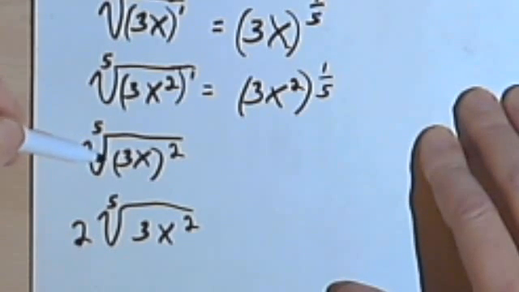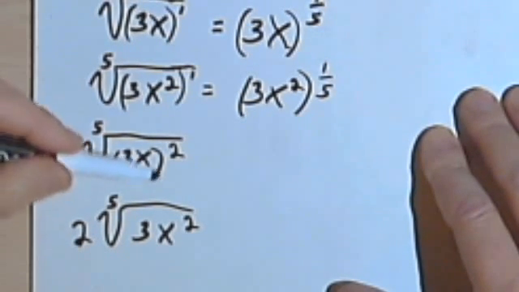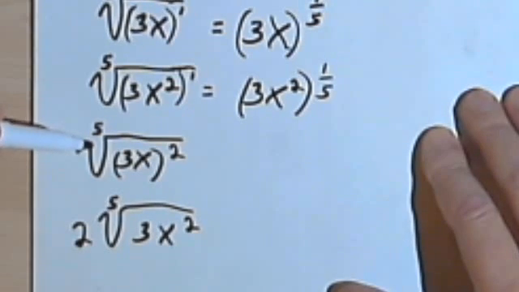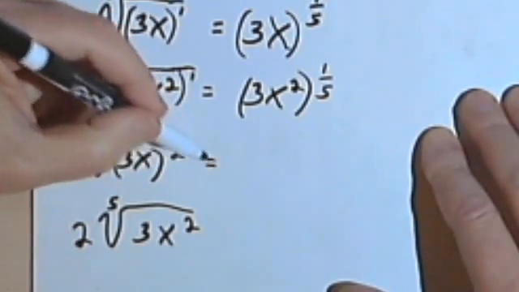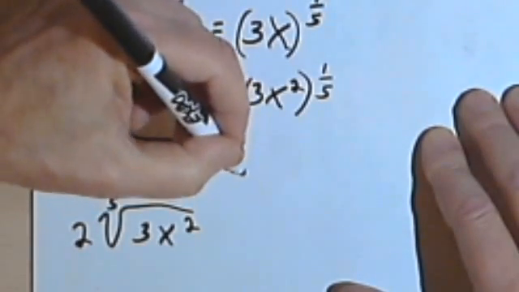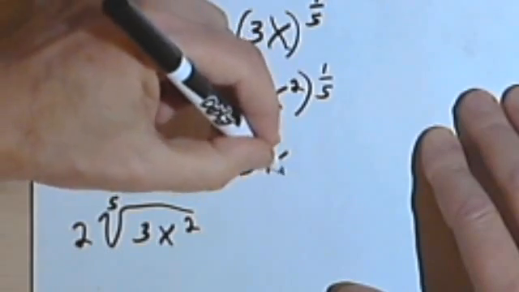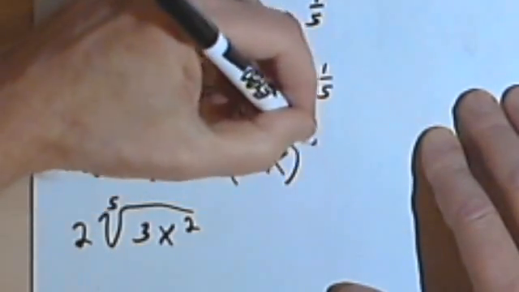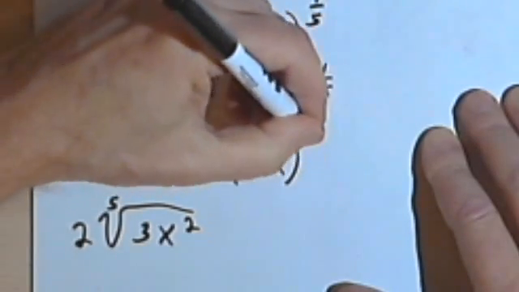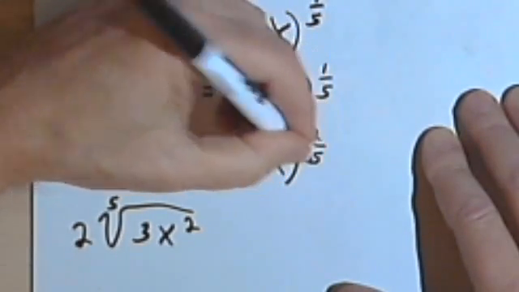The next example looks pretty much the same, except now the 3x is in parentheses. I've got the fifth root of (3x) squared, and it's all of 3x which is squared. Well, that's fine. I'm going to take what's in parentheses, bring it outside of the radical sign, and leave the parentheses. My fractional exponent, my rational exponent, is going to be 2/5.